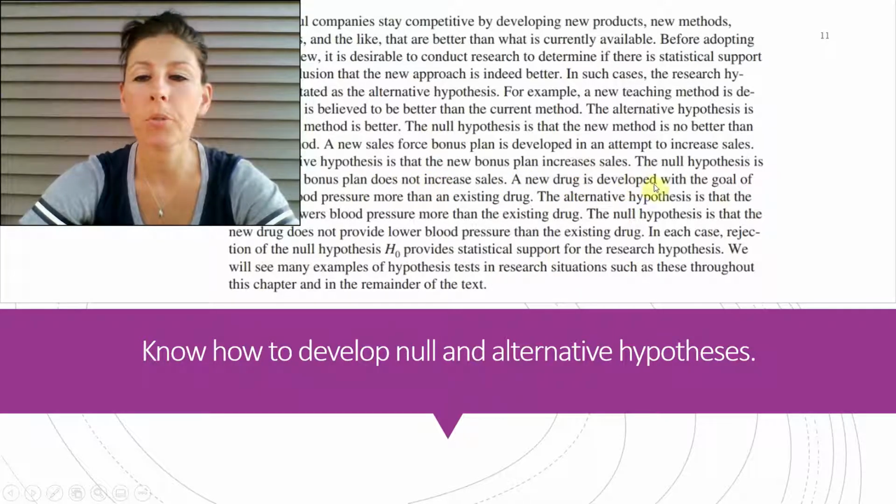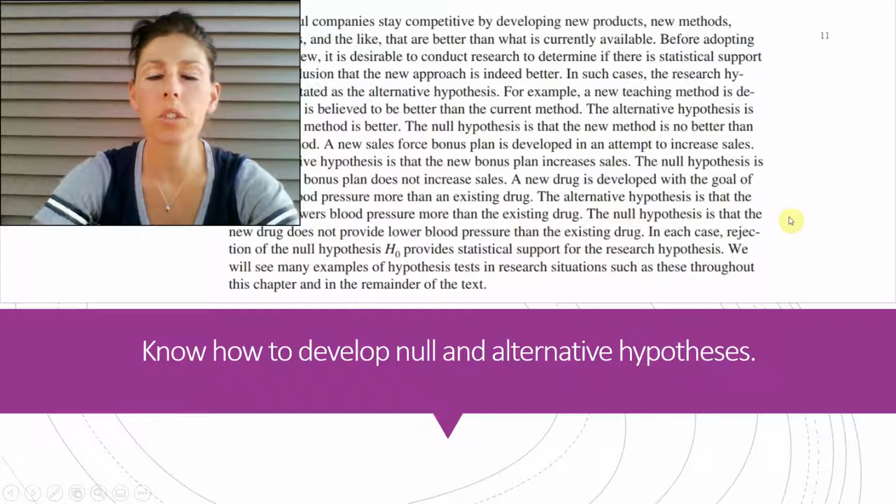As another example, a new drug is developed with the goal of lowering blood pressure more than the existing drug. The alternative hypothesis would be that the new drug lowers blood pressure more than the existing one. What would the null be? I hope you get this pattern by now. It would be that the new drug does not provide lower blood pressure than the existing drug. So these are just examples.